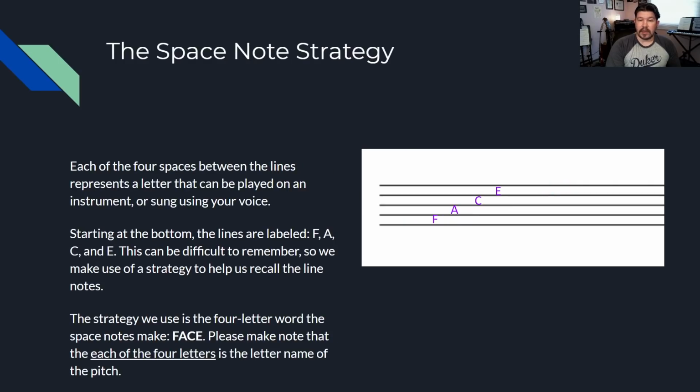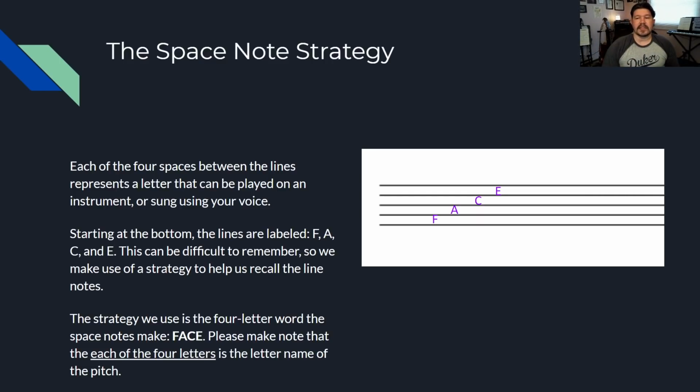The space strategy for those 4 spaces is going to be F, A, C, and E. Now, there is not a sentence that we have for it. It's just that 4-letter word. It's face, because we spell face F-A-C-E. So we go in those spaces, F, A, C, and E from the bottom.